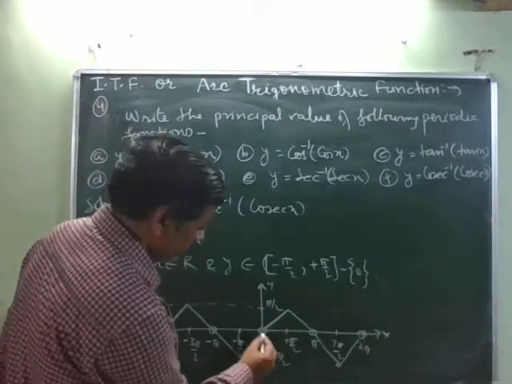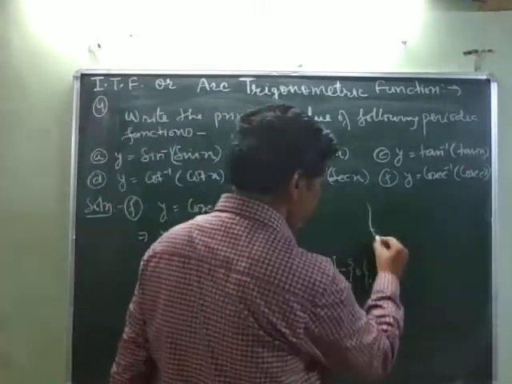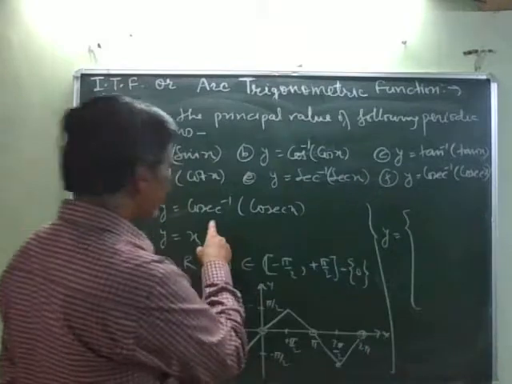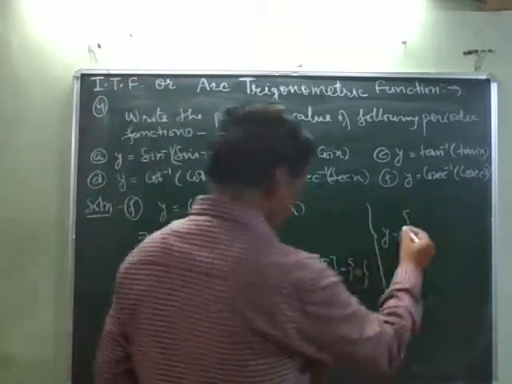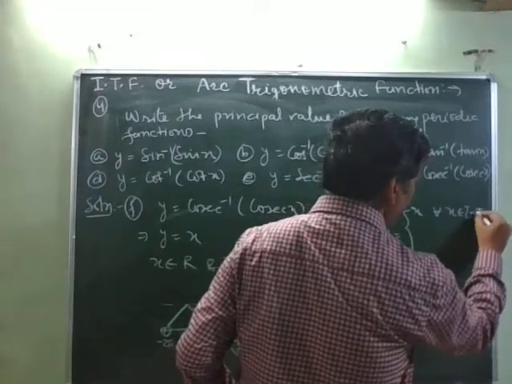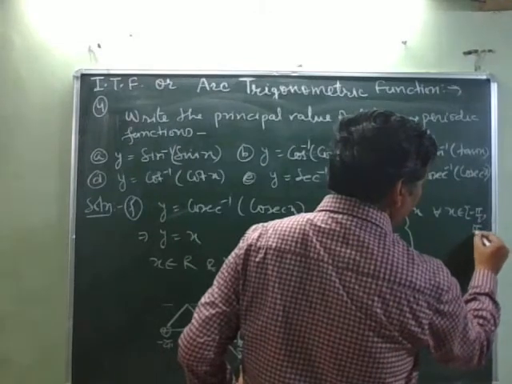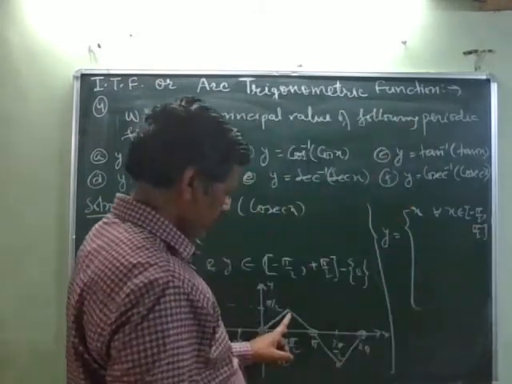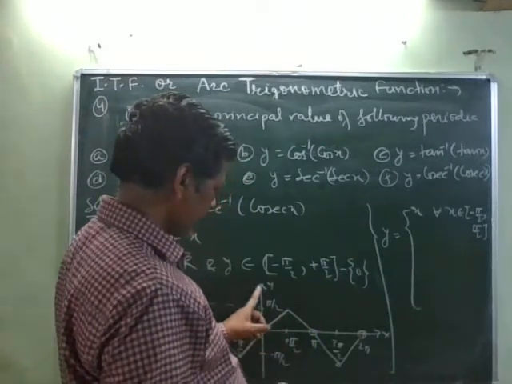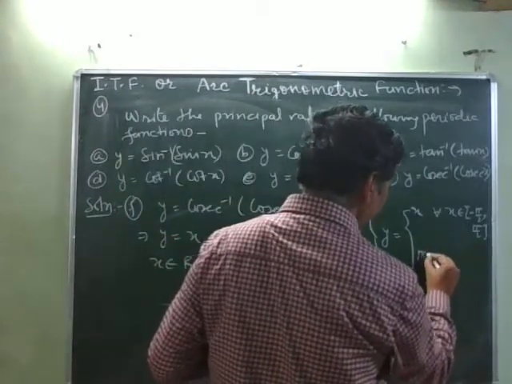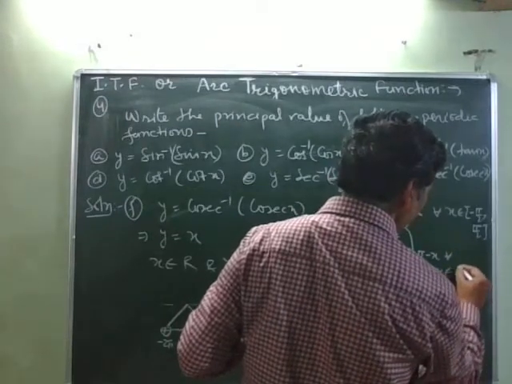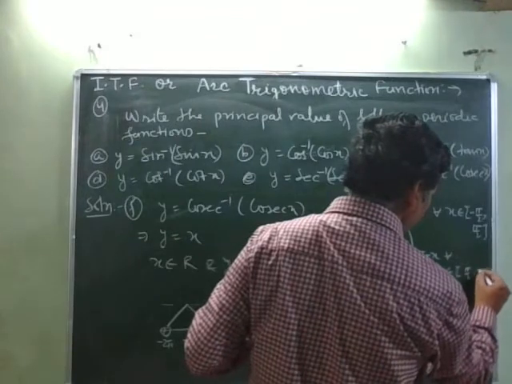From here to here, 0 to minus pi by 2, plus pi by 2, if we define this, then y is equal to cosec inverse cosec x is equal to x for all x belongs to minus pi by 2 to pi by 2. Here to here slope is minus 1, and it is intersecting here at pi, then it is equal to pi minus x for all x belongs to pi by 2 to 3 pi by 2.